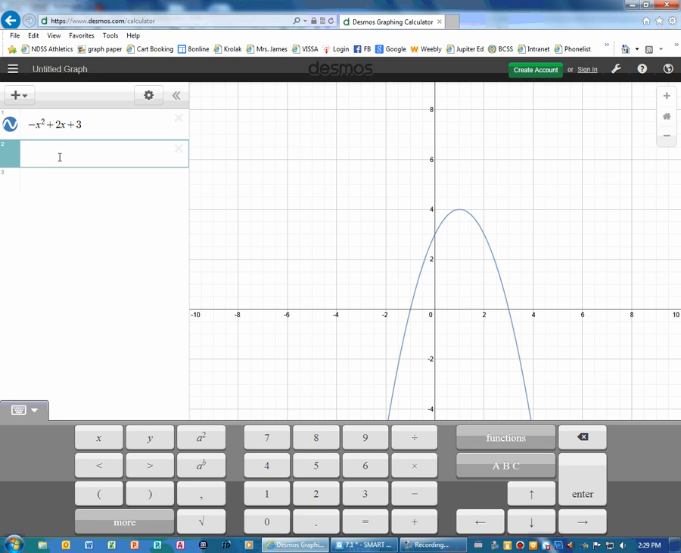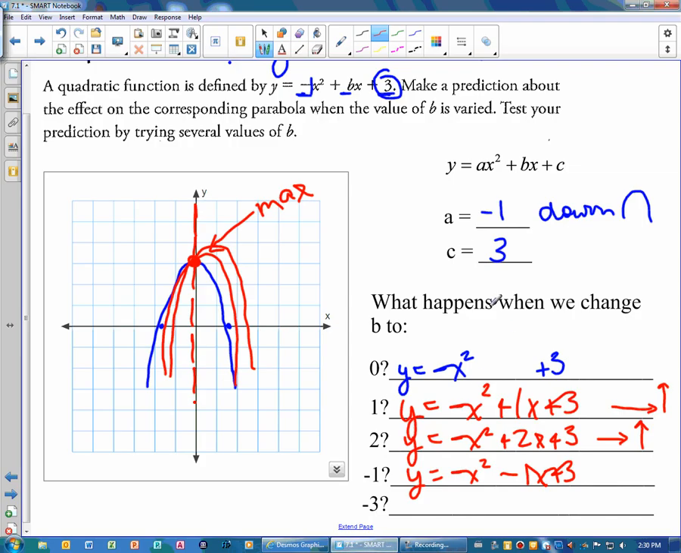Now, we can graph another one. Negative x squared minus x plus 3. So look at how it is compared to that last one. I have moved to the left, and my x-intercepts are moving as well. Okay? So when I make that middle term negative, now I'm moving this way, and I'm moving down a little.